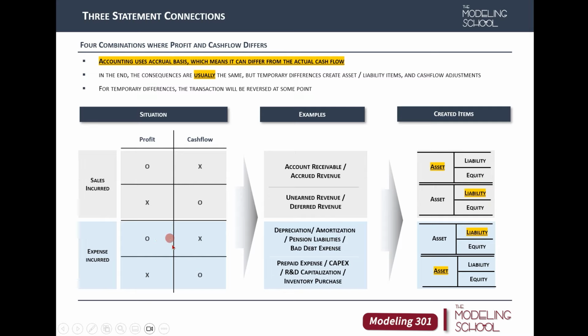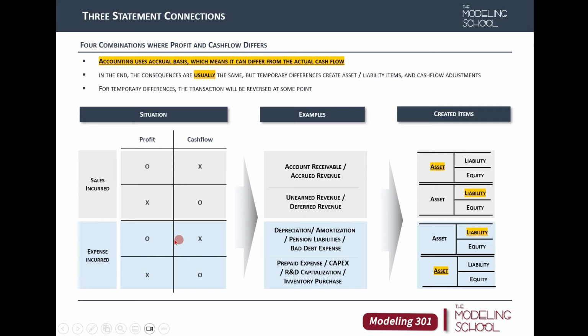Same goes with expenses as well. There can be situations where in the income statement it is recognized as an expense. However, there has not yet been any cash outflow. And those kinds of cases can be seen in depreciation cases, amortization cases. For pension liabilities, bad debt expense, there are numerous cases, but these four, we believe, are the most common cases.